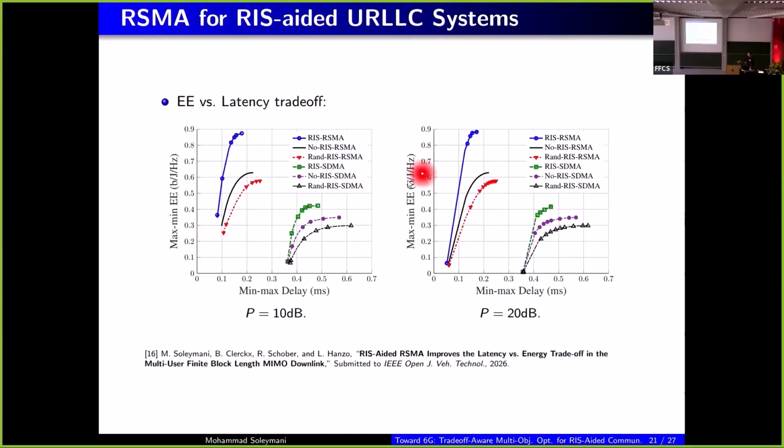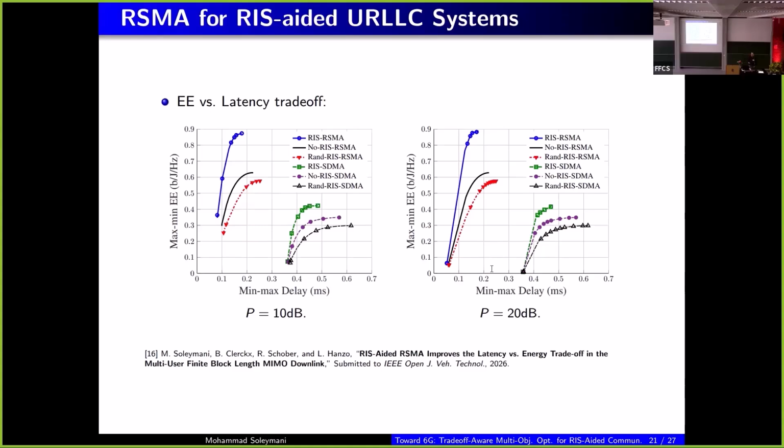But for the latency, the more transmission power you have, the lower delay you will experience. One other important thing that you can see is that adding RIS to the system would improve the performance. But what is game changing here would be RSMA. The reason is that in the scenario of these figures, we have more users than the number of transmit antennas at the base station.